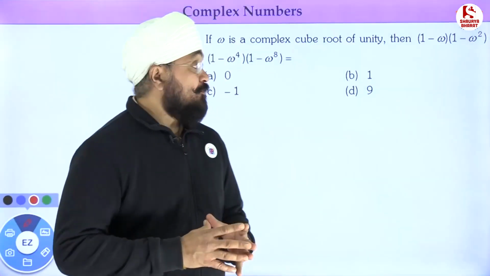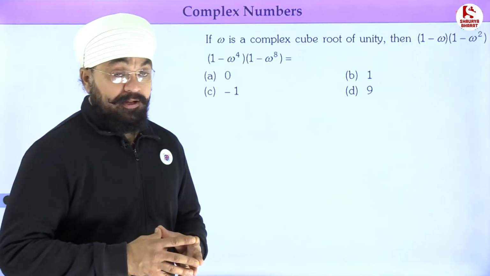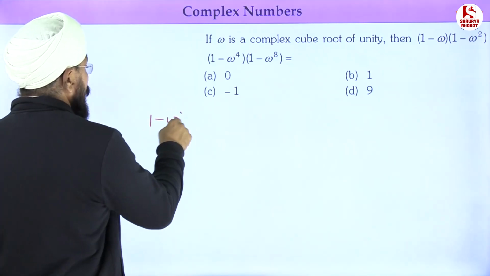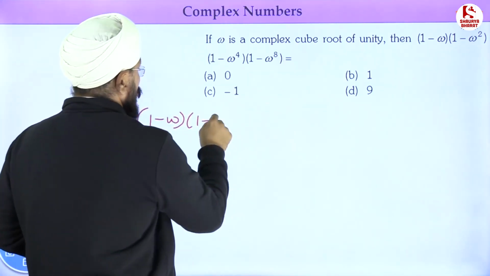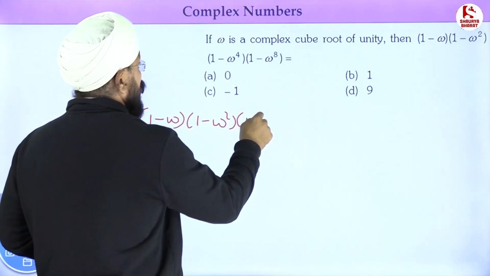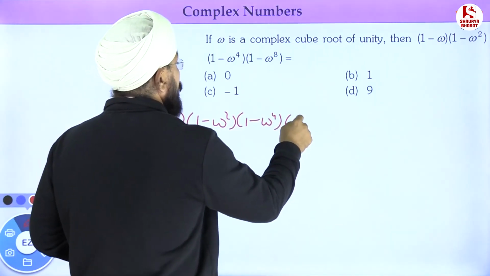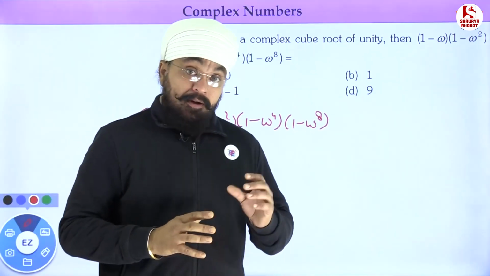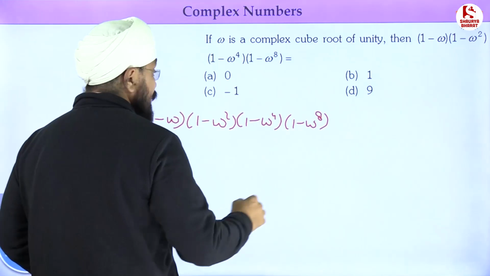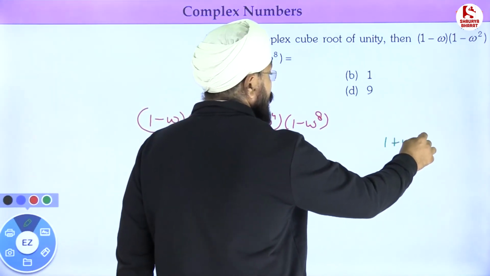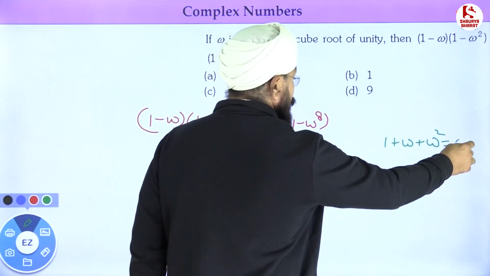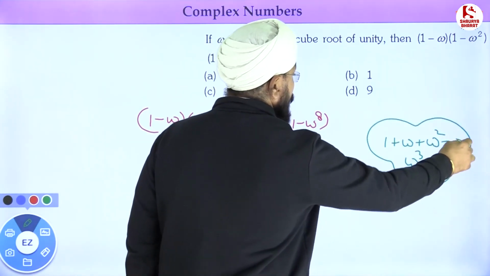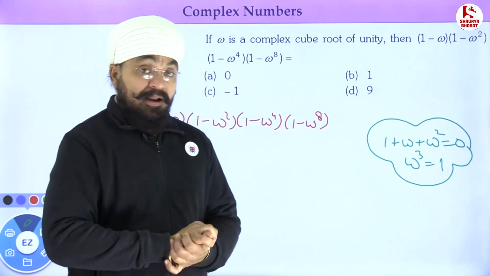Now let's take a question which again deals with the cube root of unity. This time we have to find the value of (1 - ω)(1 - ω²)(1 - ω⁴)(1 - ω⁸). This is what they are asking you to find. Here we know the property that 1 + ω + ω² gives 0, and ω³ is always equal to 1, so we keep this here so that we can apply it.